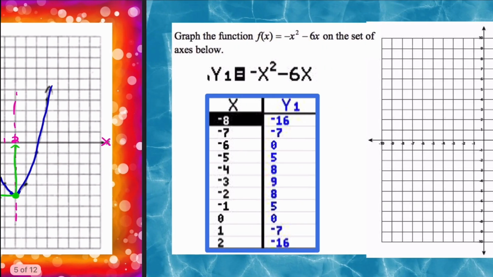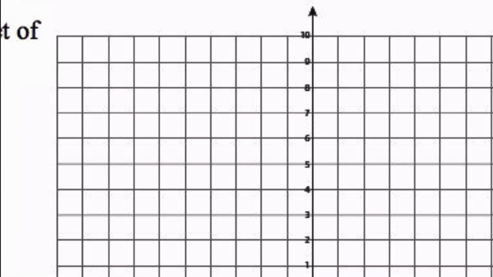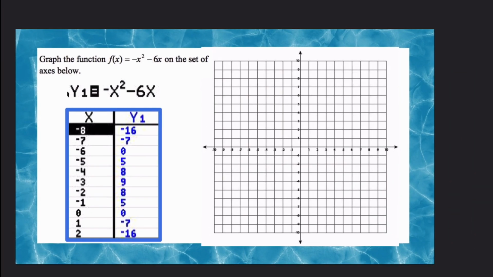Let's do another one. Graph the function -x squared minus 6x on the set of axes below. I want to make sure that I have my repeats in the middle of the table. Am I able to fit this point on the graph, -8, -16? No. Again, my graph only goes up to 10 on both axes.